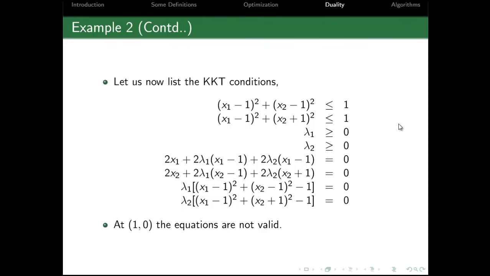Now that you've seen the Lagrangian, let us try to list out the KKT conditions. Here the first two are the primal feasibility conditions, the next two are the dual feasibility conditions, the next two are obtained by differentiating the Lagrangian with x1 and x2 respectively, and the next two are obtained by writing the complementary slackness equations.